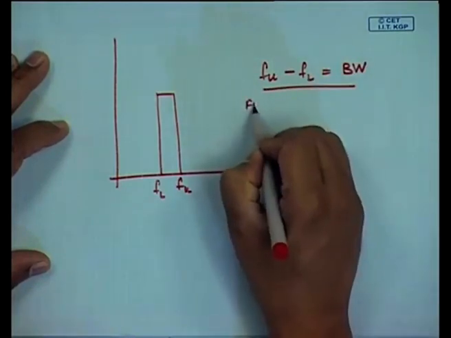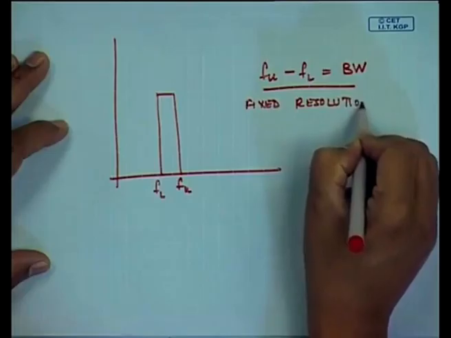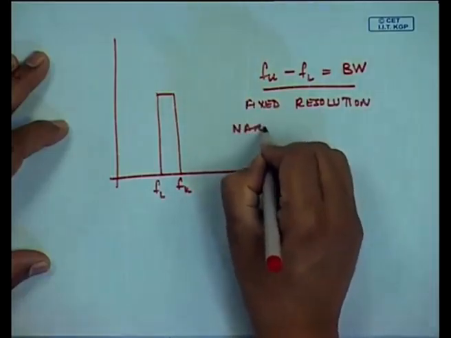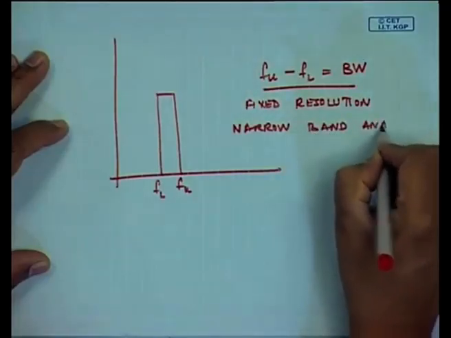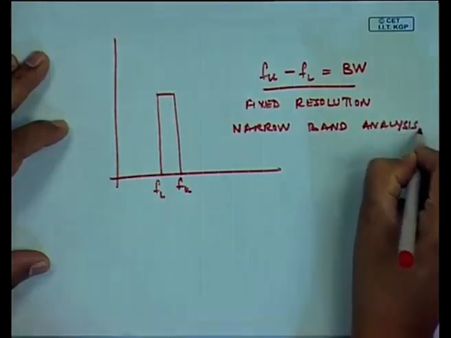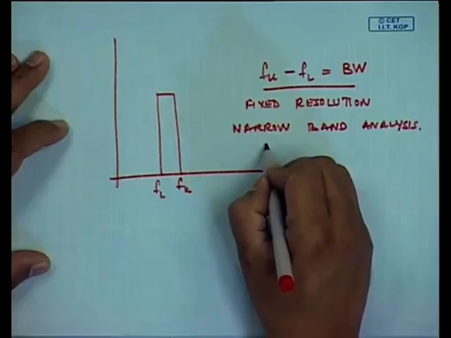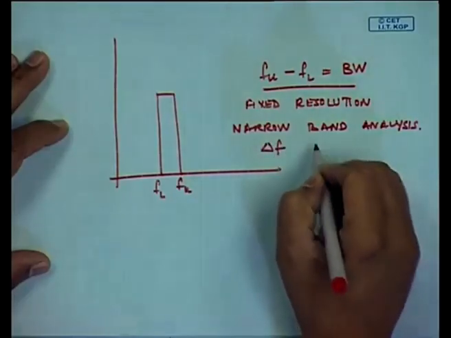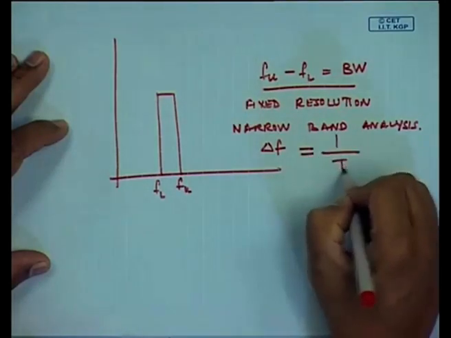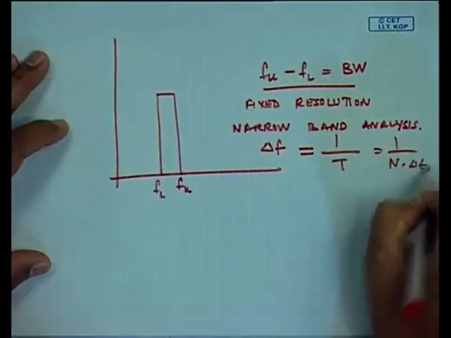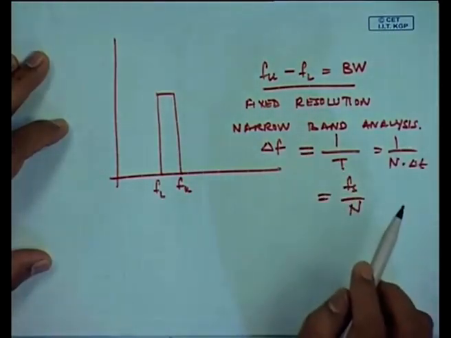In the fixed resolution case like we do in the narrow band analysis, what happens is, we specify delta f. How do you specify? It is 1 by T, it is 1 by N delta t, it is equal to f s by N, and that is fixed when we do the narrow band FFT analysis.